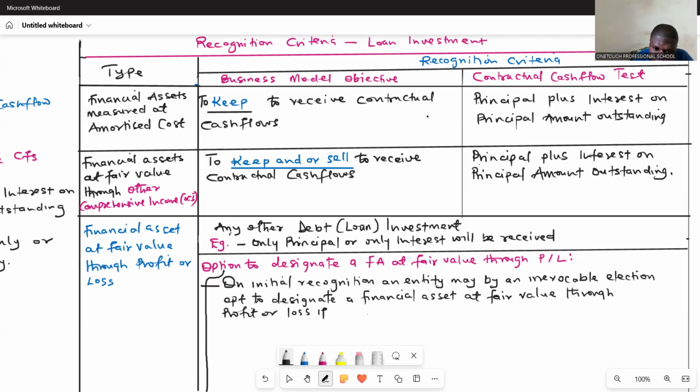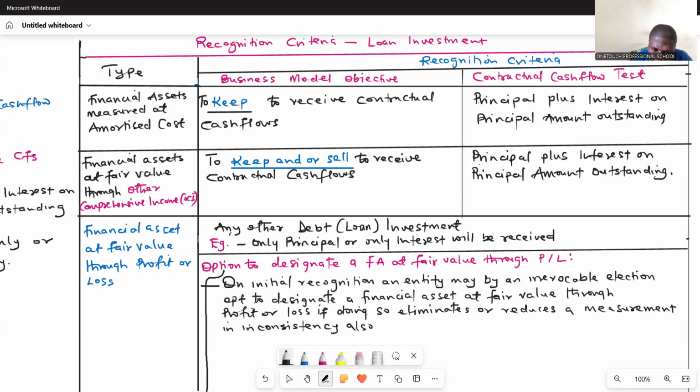If doing so eliminates or reduces a measurement inconsistency, also known as accounting mismatch.